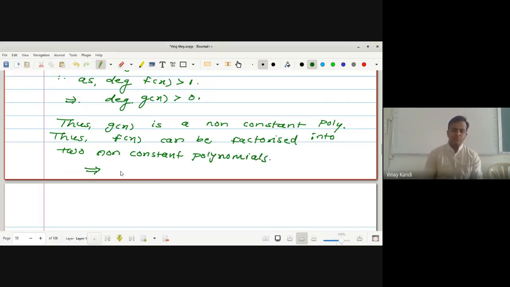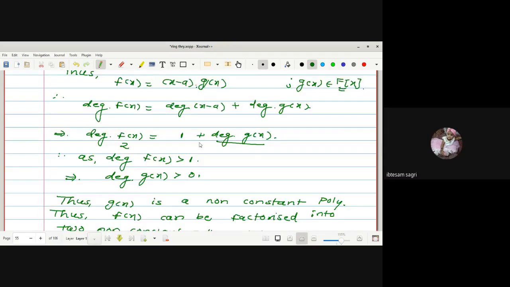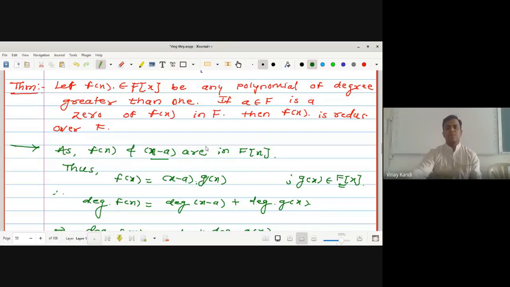That implies f of x is reducible over f. Okay, any doubt? No, sir. Let f of x belong to F[x], a polynomial of degree greater than 1, and a belongs to F is a zero of f of x in F, then f of x is reducible.